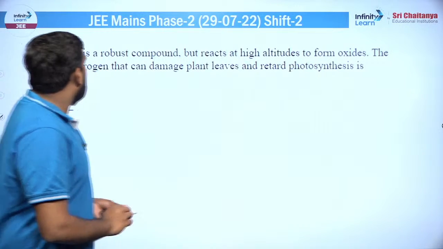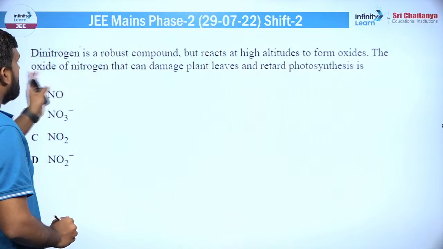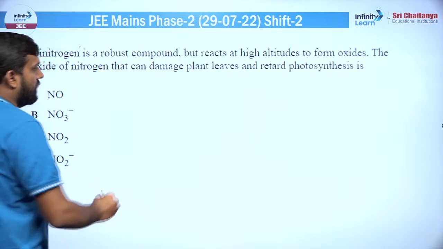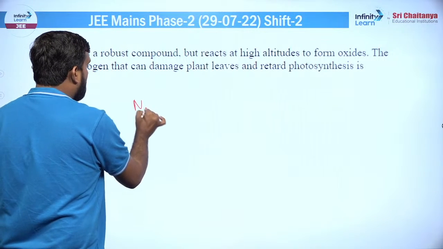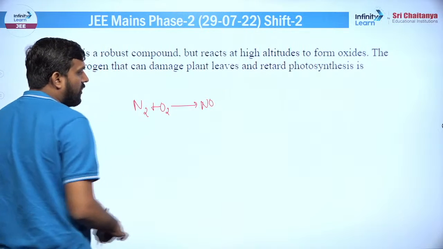Now, dinitrogen is a robust compound, reacts at high altitude to form oxides of nitrogen that can damage the plant leaves. So what happened basically here, dinitrogen when it combines with oxygen directly, it basically produces NO at high altitude, okay.